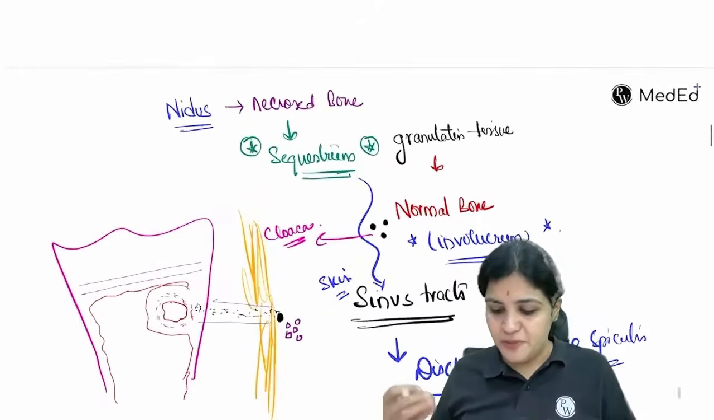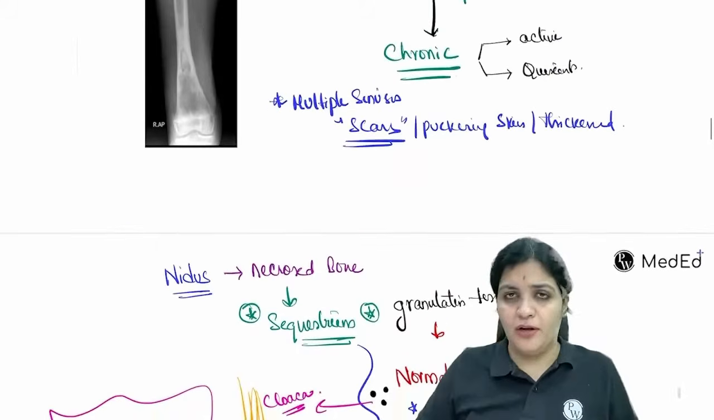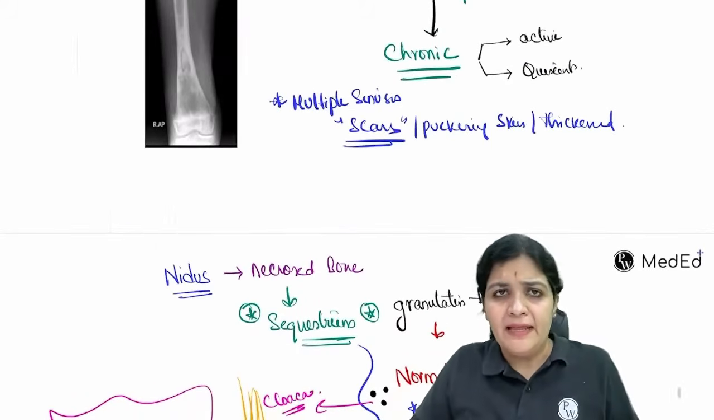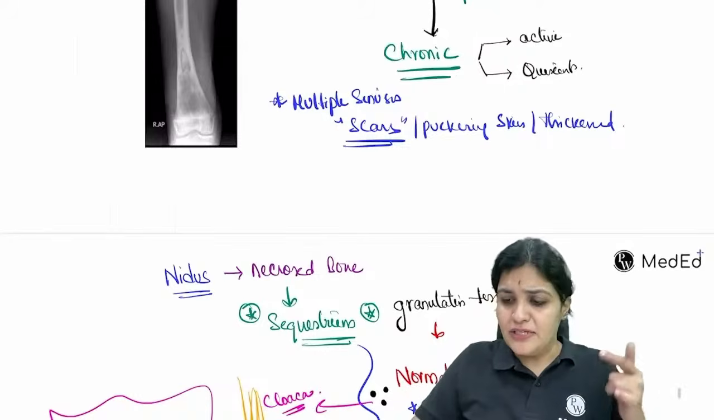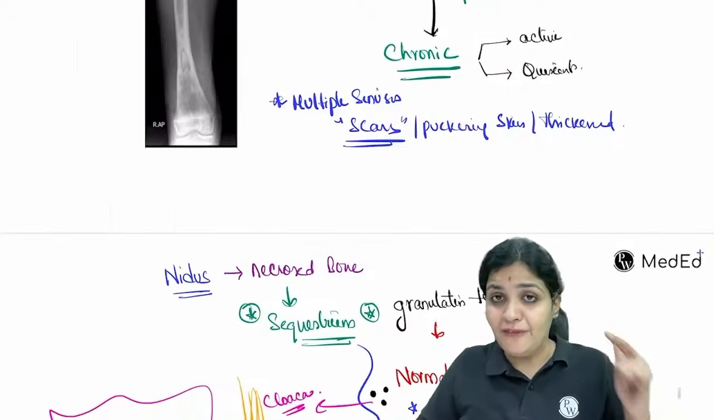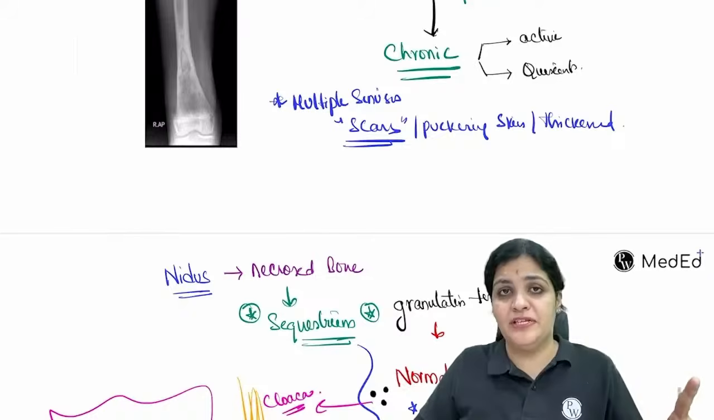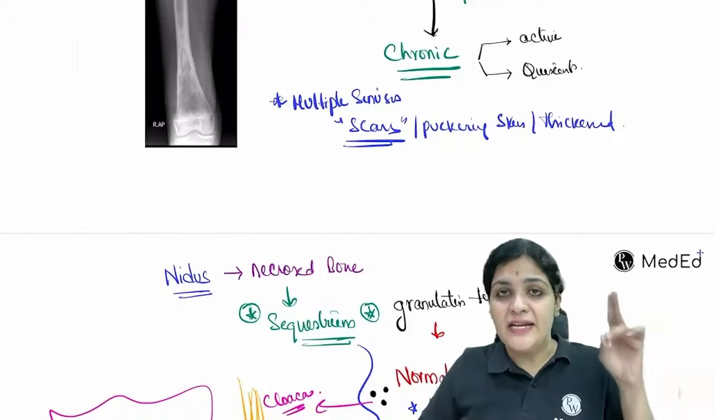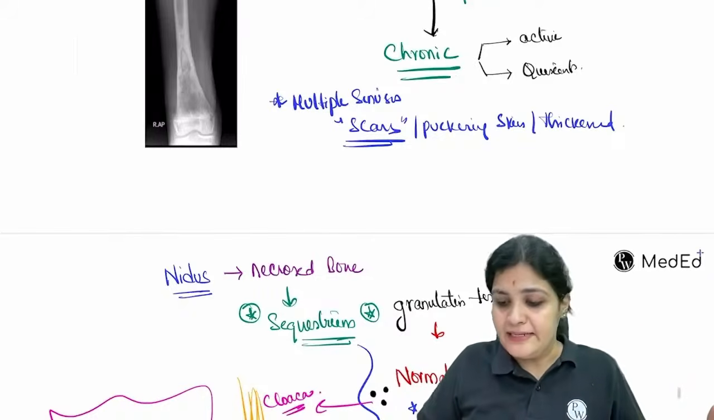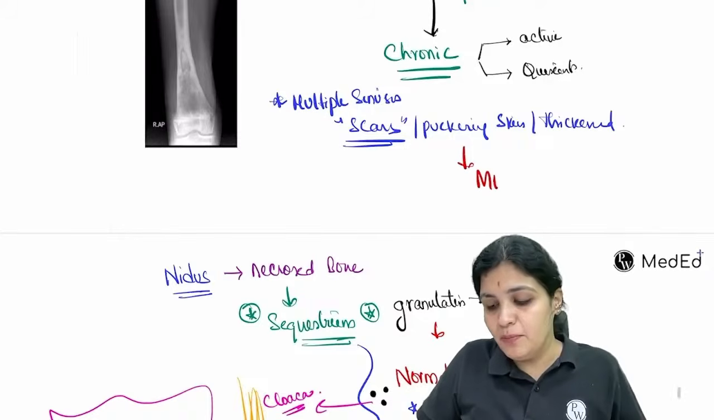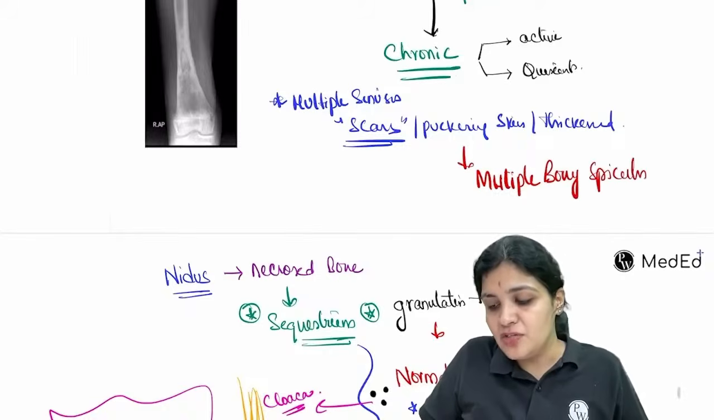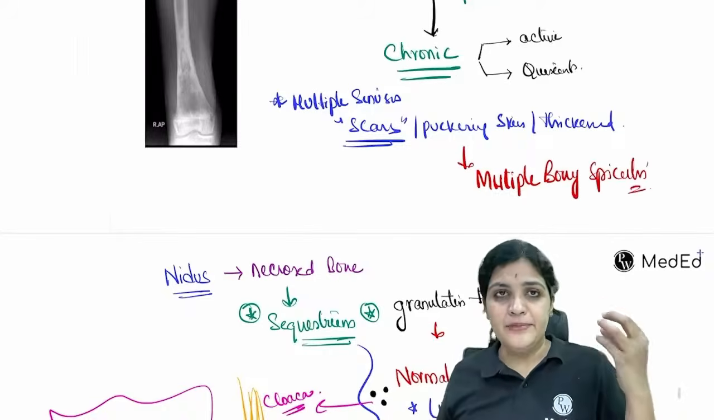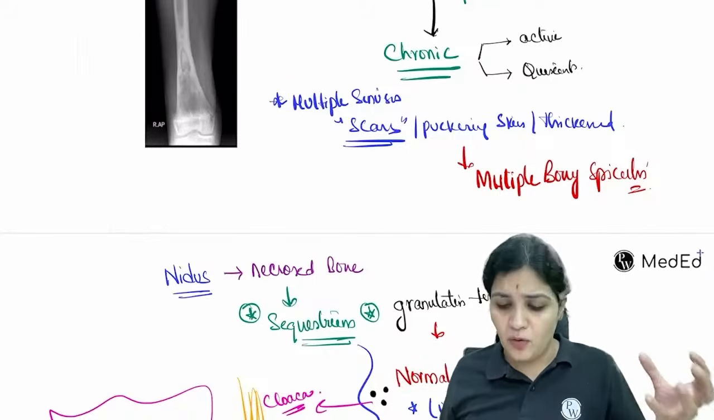So once these bony spicules come, the patient will come with, again, pain and deformity. I told you the skin here is very important. You have to check the skin. The skin is with presence of multiple sinuses, with scars, with puckering, thickened skin, and with discharging bony spicules. So there will be discharge of multiple bony spicules, right? So this is called the sequestrum, right? And this is chronic osteomyelitis.